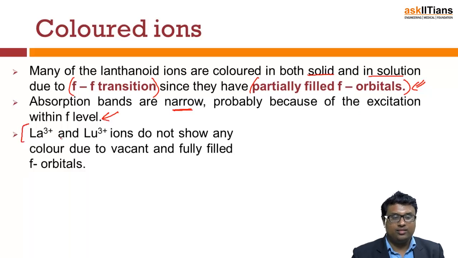So this is the reason why La3+ and Lu3+ do not show any color, due to vacant and fully filled orbitals. The same concept of transition elements, where zinc was not showing any color because it had fully filled orbitals. Now La3+ and Lu3+ do not show color because one has vacant f orbitals and the other has fully filled f orbitals. So we can see the same concept of color in transition elements is applicable for the inner transition elements.